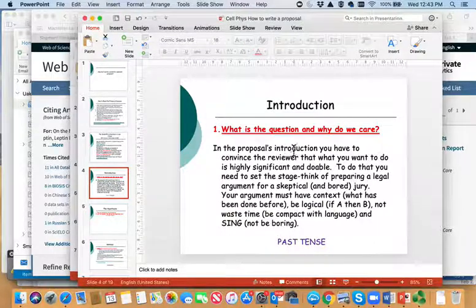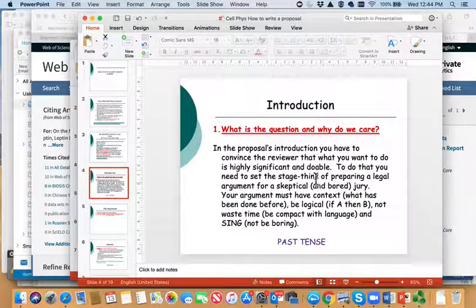Okay, so in your introduction, you should be answering this question: what is the question you're going to address, and why do we care? We being me. Why does the funding agency, me, care about this problem? So you're going to convince the reviewer, me, that whatever you want to do is a significant problem and it's a doable problem. Significant in that it's going to add to our knowledge about cell physiology, and practical in that it can be done given the constraints of this class.